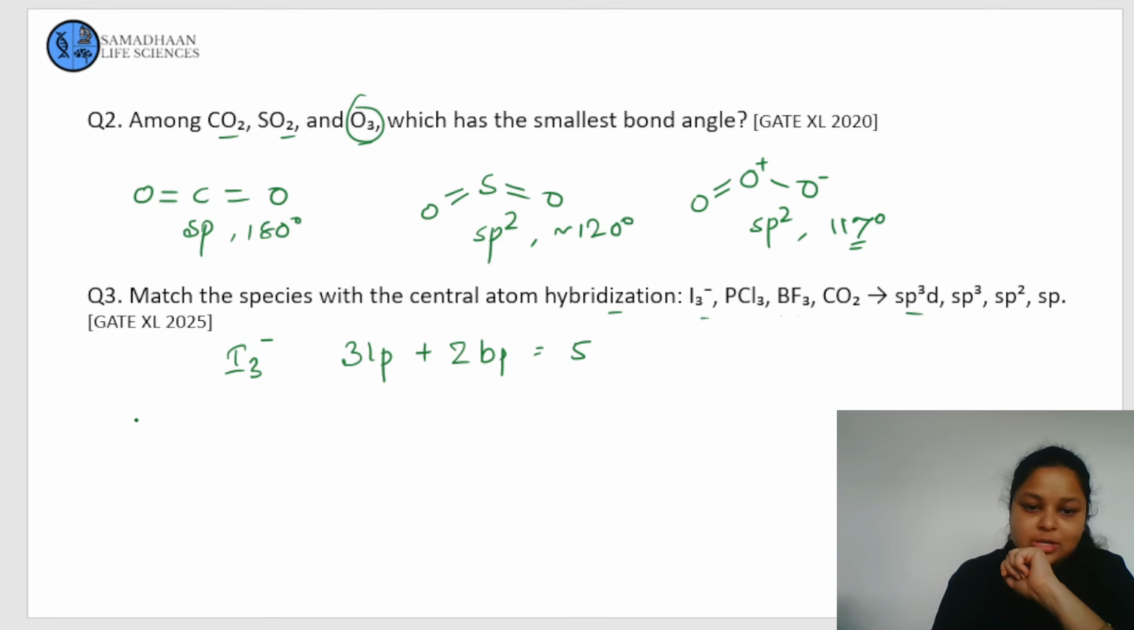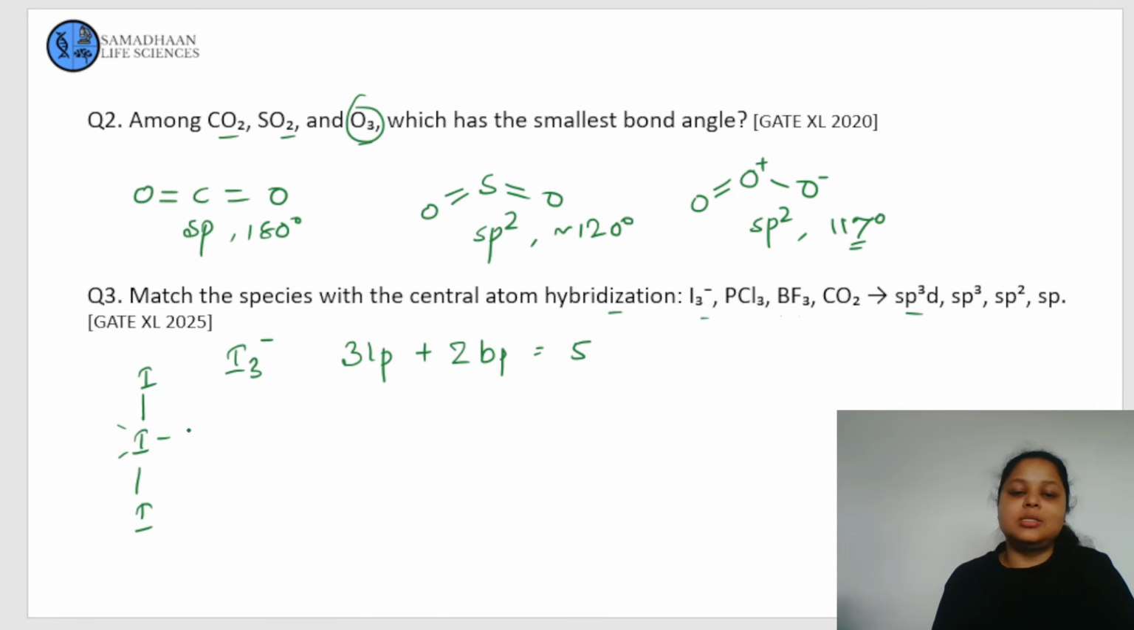Now if we draw the structure, then iodine, and we will put those two iodines in axial positions and put those three lone pairs in the equatorial position of sp3d hybridization, because in the equatorial position the bond angle is larger, 120 degree, right? So the repulsion will be a little bit less. So this is I3 minus, and the shape is linear, but the hybridization of I3 minus is sp3d.